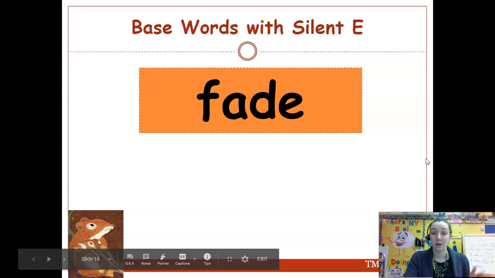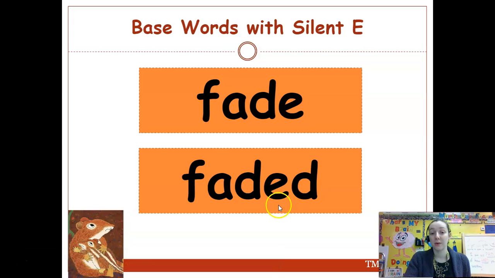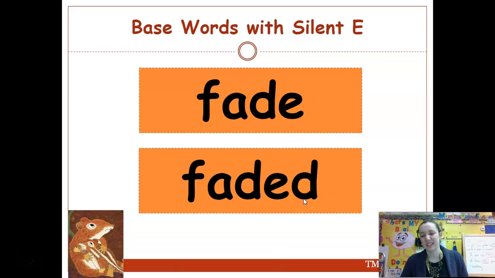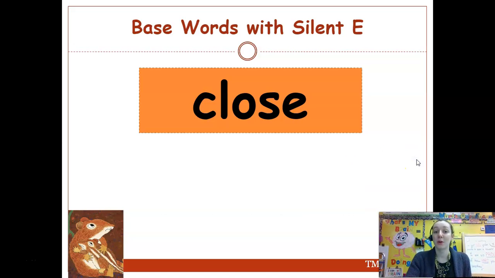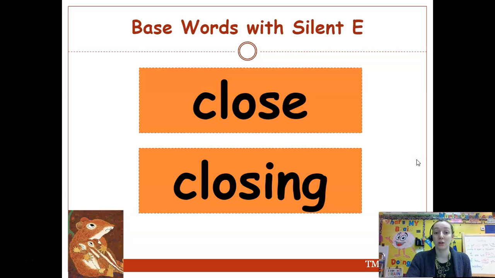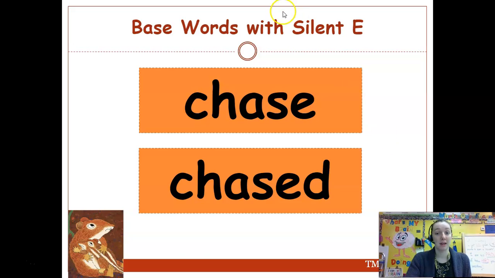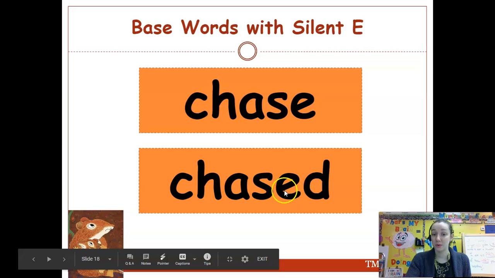So we have fade, drop that E, faded. Now I know it looks like you didn't drop it because of the E being there with the ed, but think about it as just dropping that E and adding ed. Because you don't want to get confused and just say you're adding a D when really you're adding ed. So close would be closing. You drop that E, add ing. Chase, chased, same thing, drop that E, add ed. See, we don't have two E's here because we dropped that E and added that one.